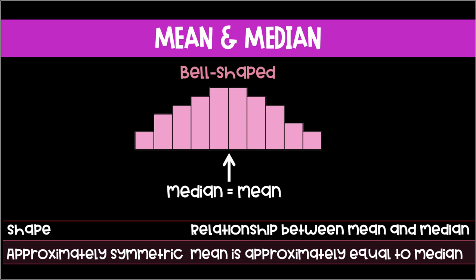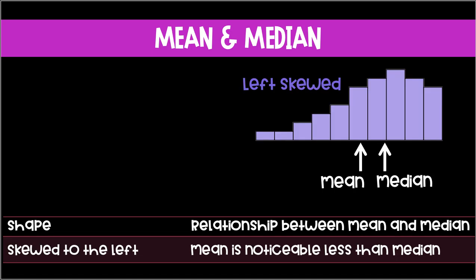Now, whenever you have a bell-shaped distribution, our mean and our median are approximately equal. They're very close to each other. If you have a left-skewed distribution, your mean is to the left and your mean is noticeably smaller than the median.